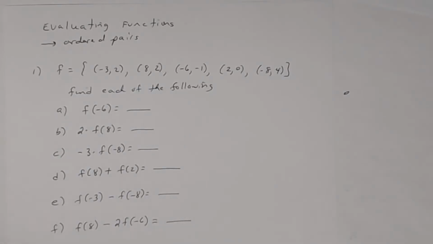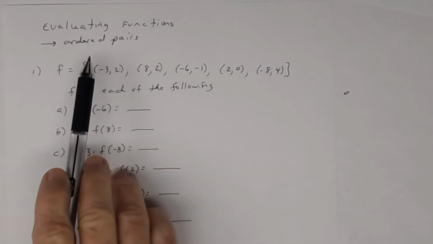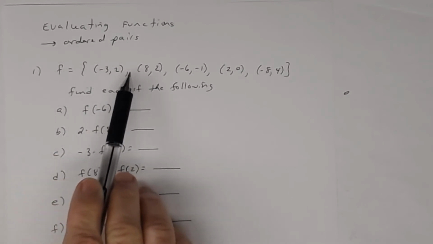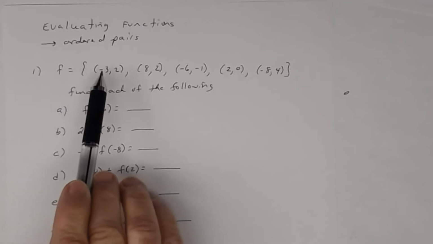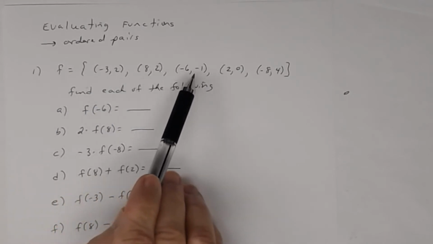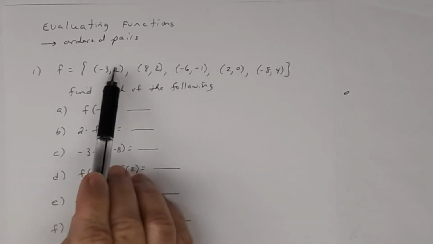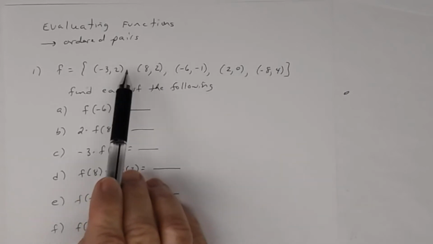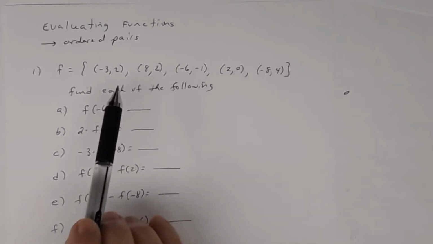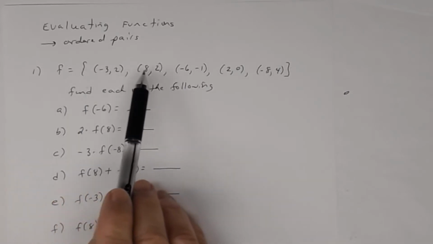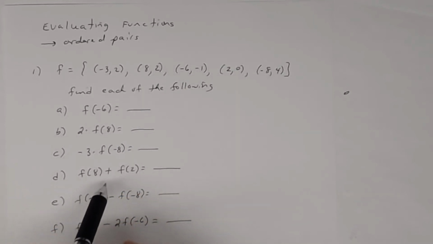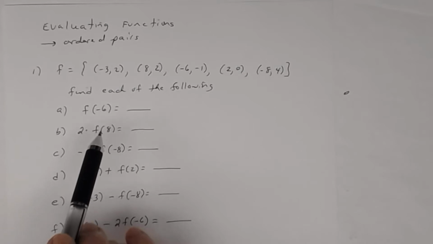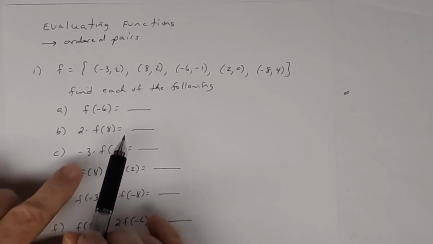Okay, so in this lesson, we're going to look at evaluating functions where a set of ordered pairs are given. So notice that this function f has 1, 2, 3, 4, 5, it has 5 ordered pairs. So it's a finite set of ordered pairs. And what you want to do is use this set of ordered pairs to find each of the following. All right, so it's not a difficult concept. It's fairly easy to determine.